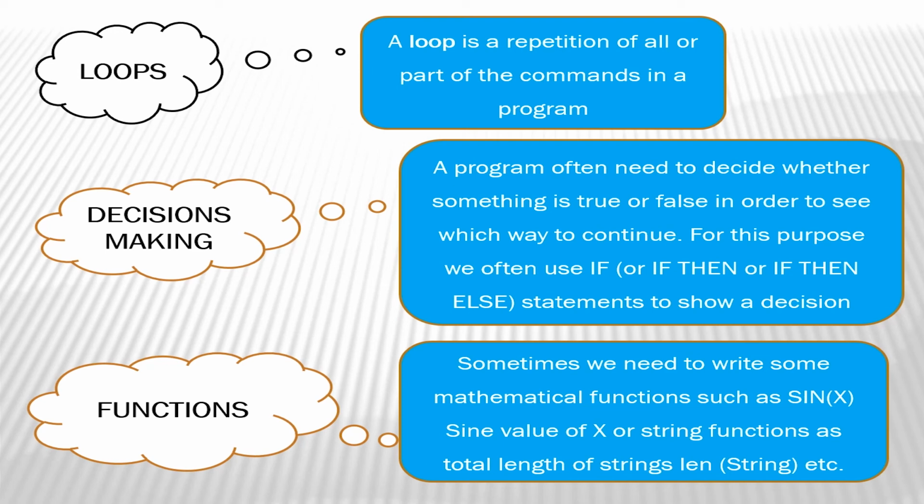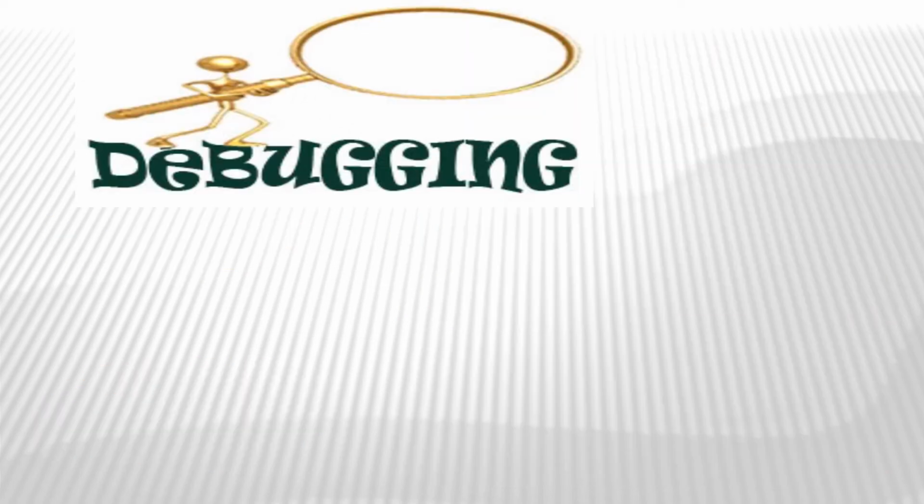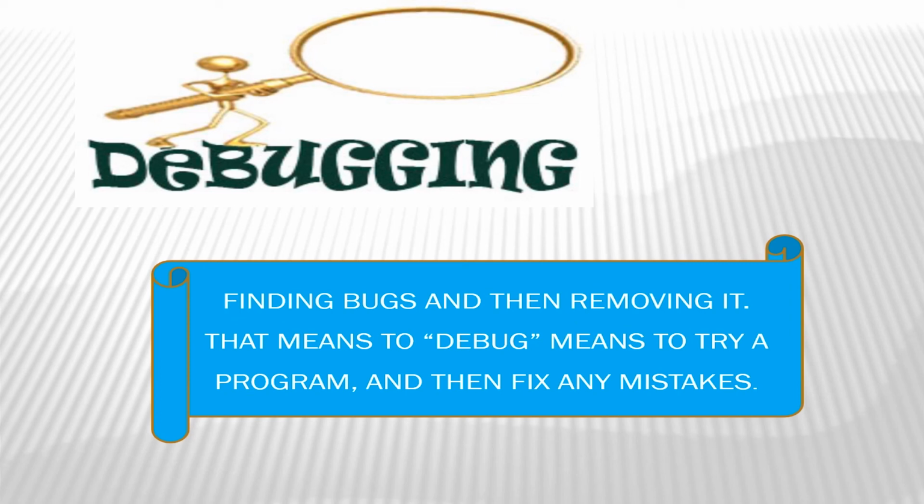When running a program, sometimes we meet errors. To debug means to try a program and then fix these errors. This is called debugging. Thank you.